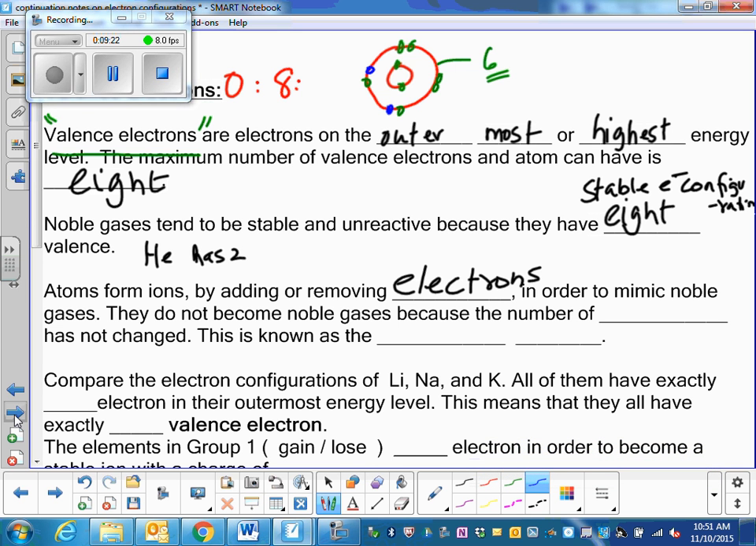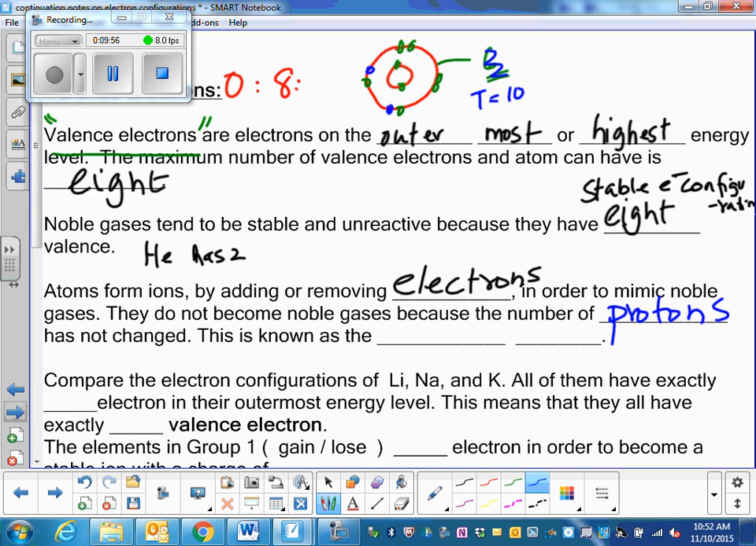But it's still the oxygen element. If it adds 2, what is its total number of electrons now? The total is now 10. Is it a noble gas? It's still an atom of oxygen. Why? The protons are what decide what the element is. Is that right? So atoms form ions by adding or removing electrons in order to mimic noble gases. They do not become noble gases because the number of protons has not changed.